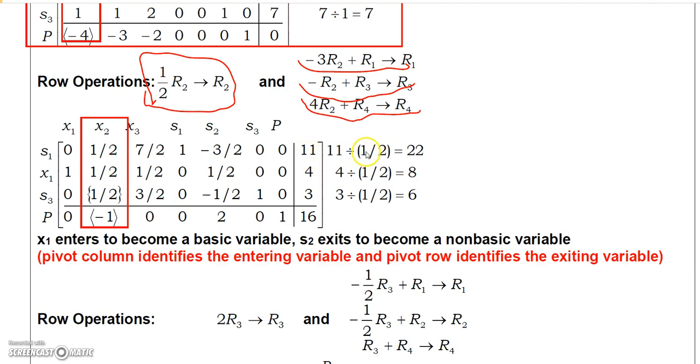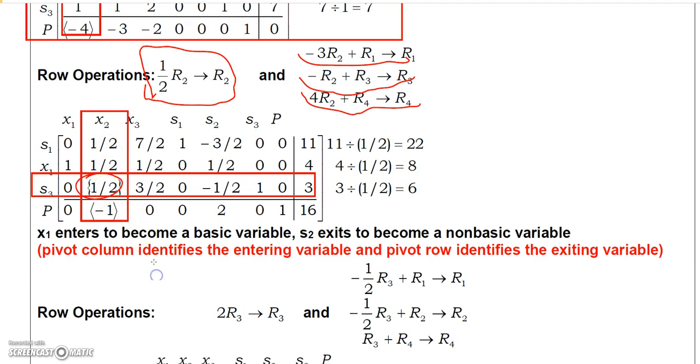So 11 divided by a half would be 11 times 2, which is 22. 4 divided by a half would be 4 times 2, which is 8, and 3 divided by a half would be 3 times 2, which is 6. So the smaller quotient identifies the third row as the pivot row. So there's your pivot row. And so that means that I'm actually going to pivot on the 1/2 that's in the second column, third row.